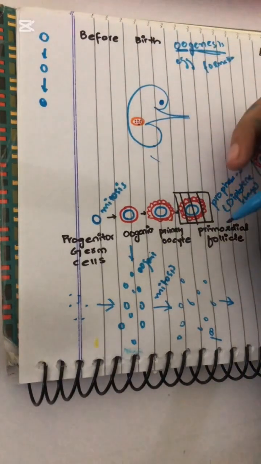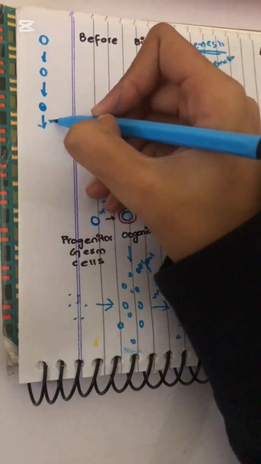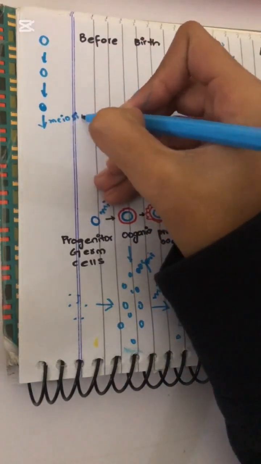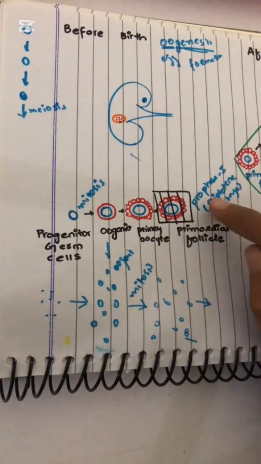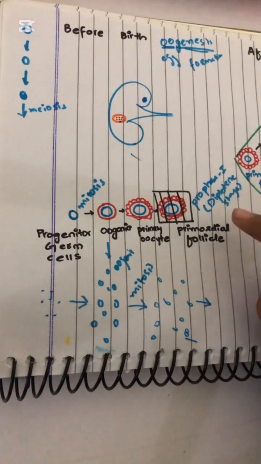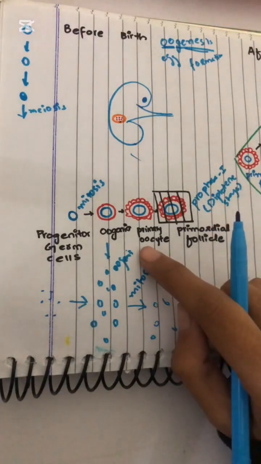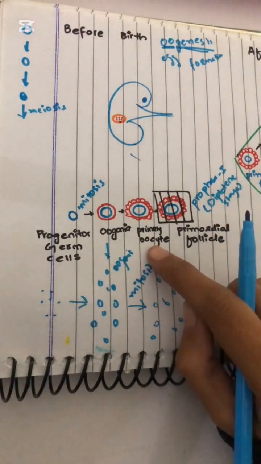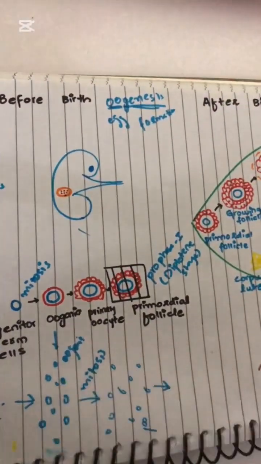Now the primary oocyte starts meiosis. But as meiosis occurs, when the primary oocyte reaches the diploid stage of prophase 1, it becomes arrested. So it stops its meiosis at the stage of prophase 1. When the baby is born, her ovary contains all the primary oocytes, but they are all arrested in prophase 1. This stage continues till puberty.